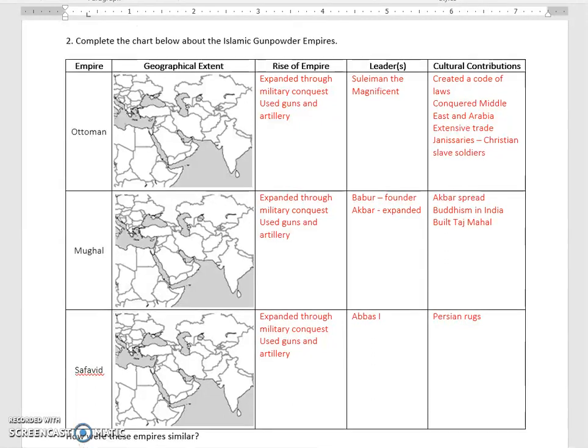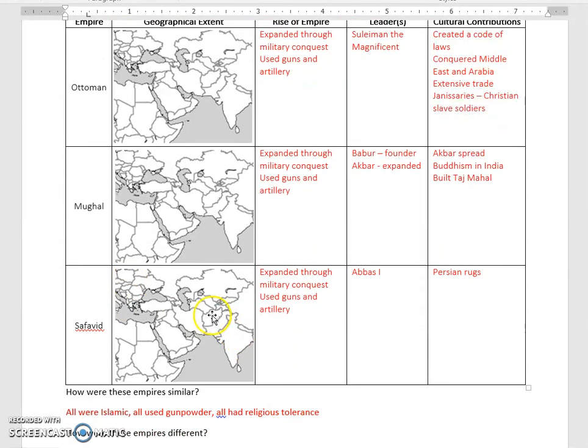And the last one is the Safavid Empire. And the Safavid Empire is located right in between the Ottoman and the Mughal empires in what's modern-day Iran, or used to be called Persia. Also expanded through military conquest and gunpowder. The Shah, or king of the Safavid Empire, was Abbas I, and they're best known for making and selling Persian rugs.